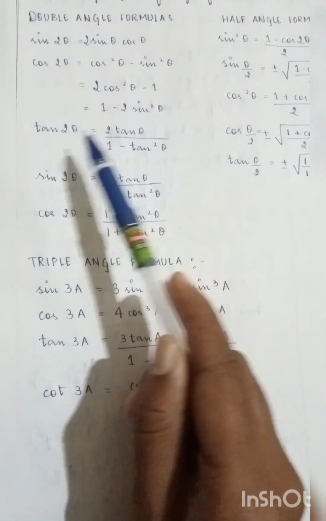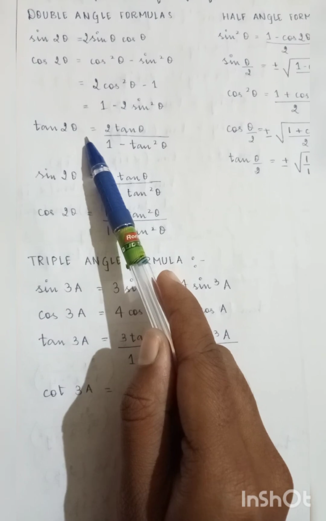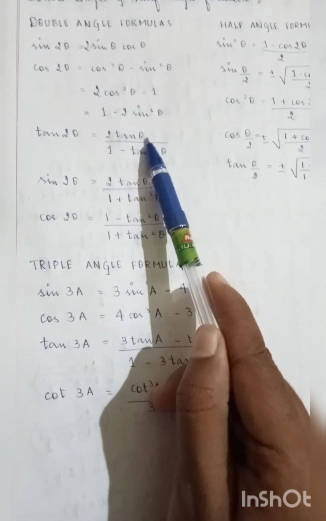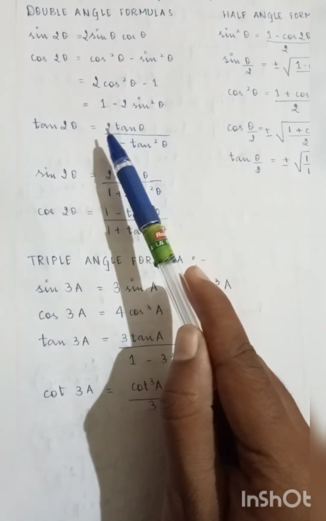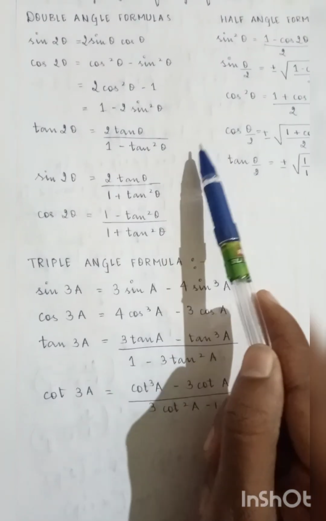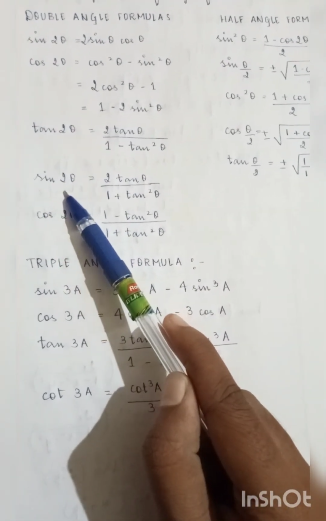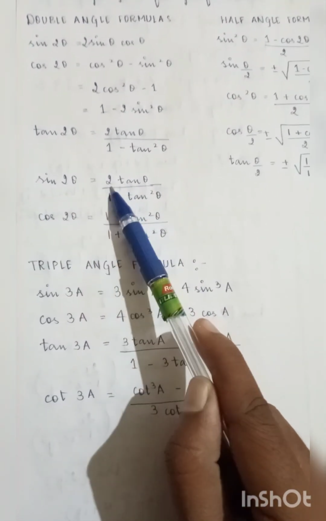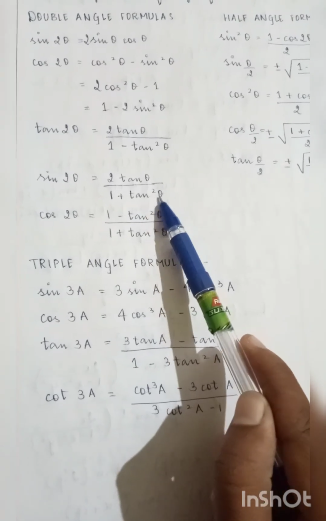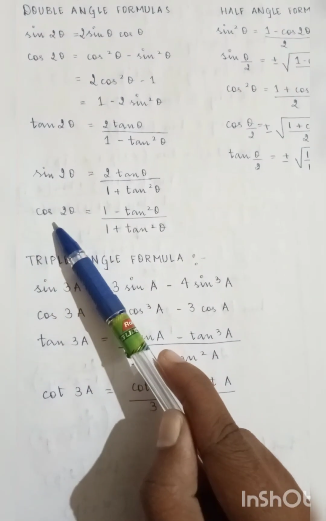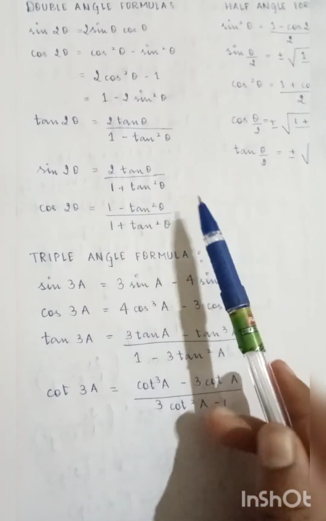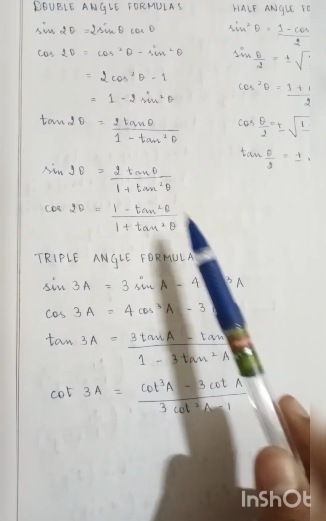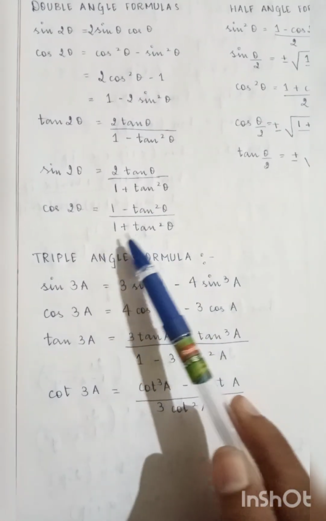Please remember these, guys. We know that tan 2 theta would be nothing but sin 2 theta divided by cos 2 theta. If we do so, we would get 2 tan theta divided by 1 minus tan square theta. From this we can write that sin 2 theta is equal to 2 tan theta divided by 1 plus tan square theta. Similarly, cos 2 theta will be equal to 1 minus tan square theta divided by 1 plus tan square theta.